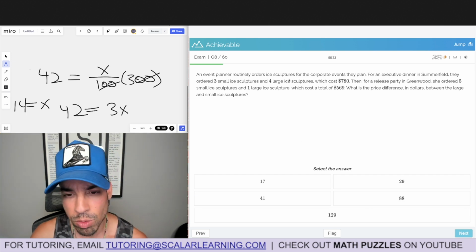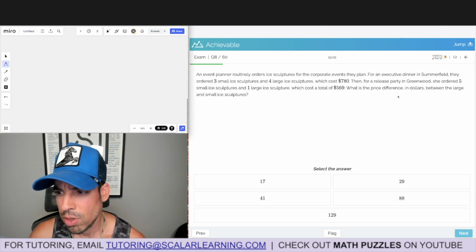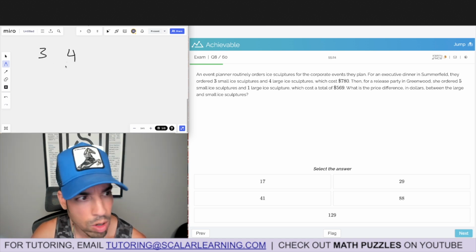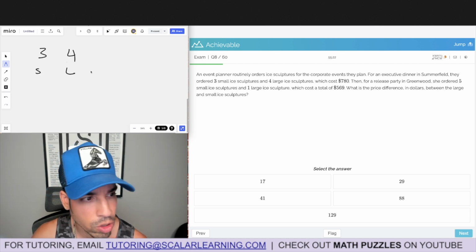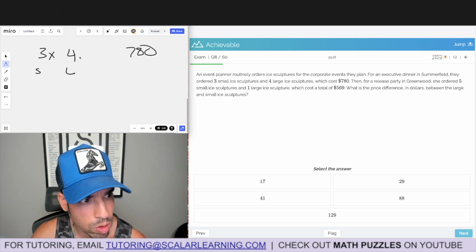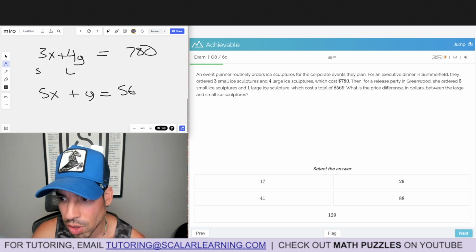Next, an event planner routinely orders ice sculptures for corporate events. For an executive dinner in Summerfield, they ordered 3 small and 4 large, which costs 780. Oh, this is going to be a system of equations. And for Friday, she ordered 5 small and 1 large, which would cost $569. What is the price difference in dollars between large and small?